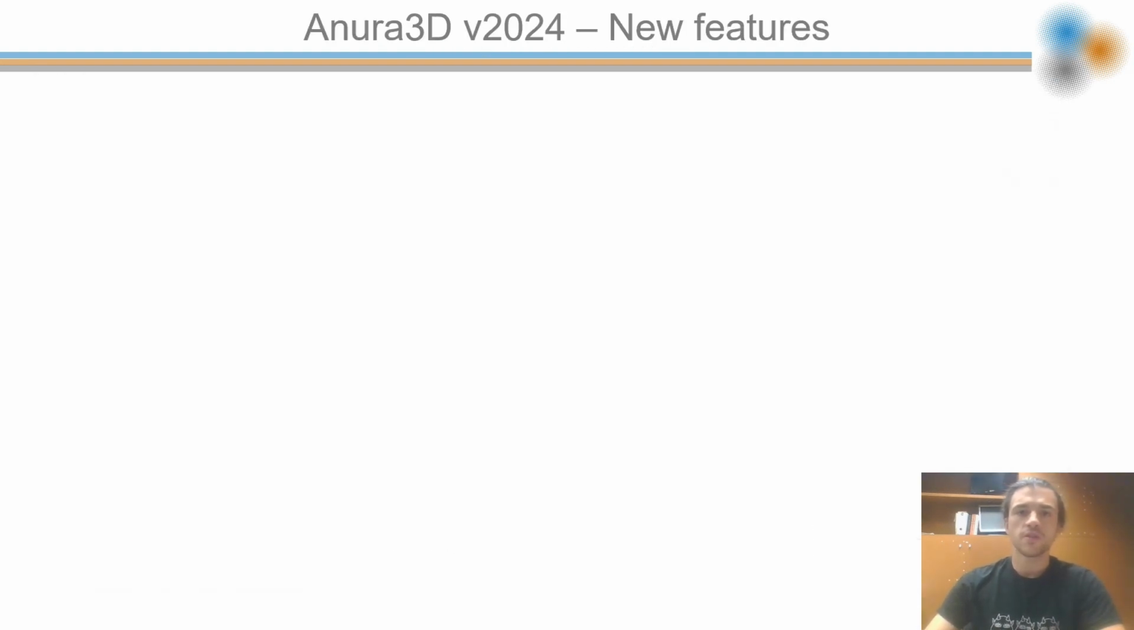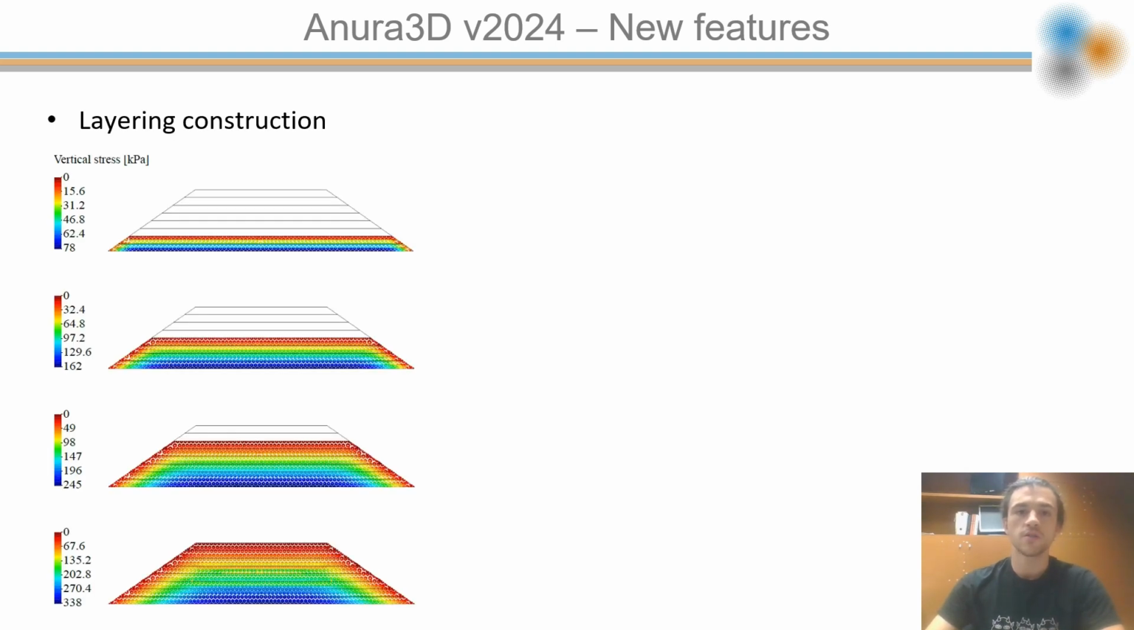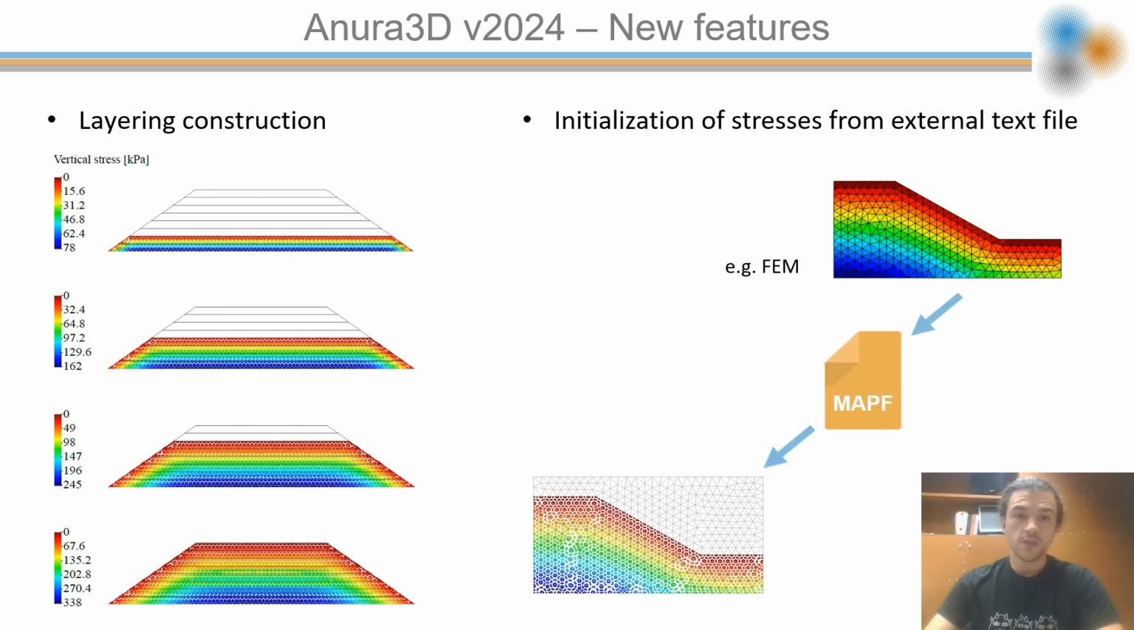The last major new features in Anura3D are the construction by layers, which allows the simulation of the layer construction process, valid for saturated and unsaturated states, and provides the stress distribution for water pressures and displacements during construction. The other new feature is the initialization of stresses from file, which enables the import of initial conditions, stresses, and pore water pressures computed with another method, such as the finite element method. The information is transferred with a text file containing the stress and pore water pressure data at nodes.